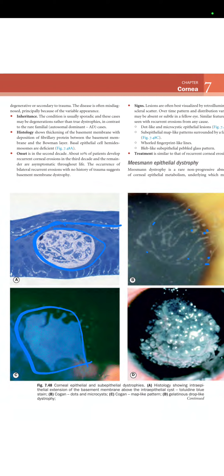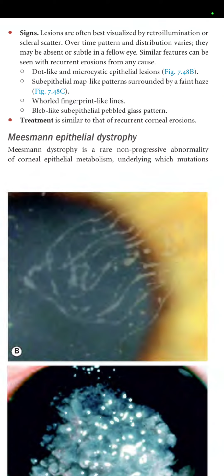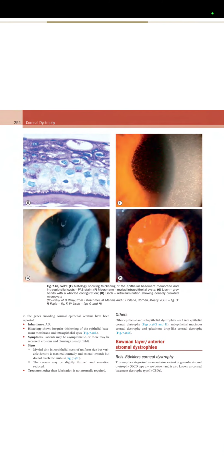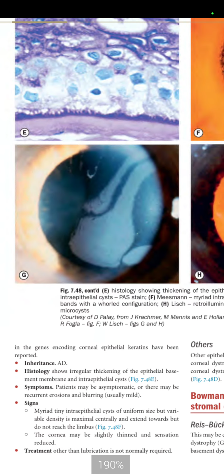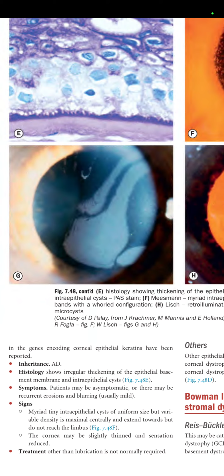And D is a gelatinous drop-like dystrophy. This is some other kind of dystrophy. So next is Meesmann epithelial dystrophy. Meesmann dystrophy is a rare, non-progressive abnormality of the corneal epithelium metabolism. So you are going to see that there is a problem in the metabolism of the epithelium, underlying which mutations in the gene encoding corneal epithelial keratins have been reported, and the underlying genes responsible are the corneal epithelial keratins. Inheritance is autosomal dominant.